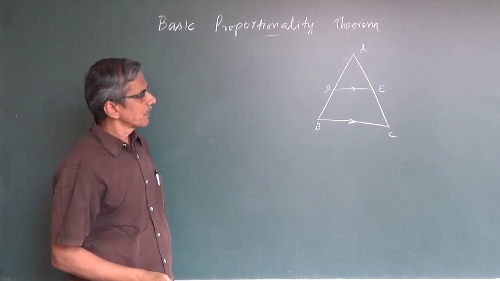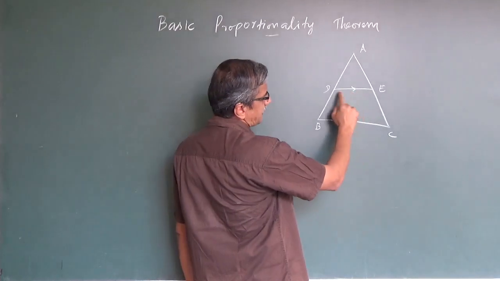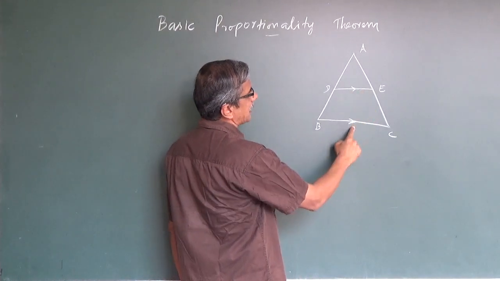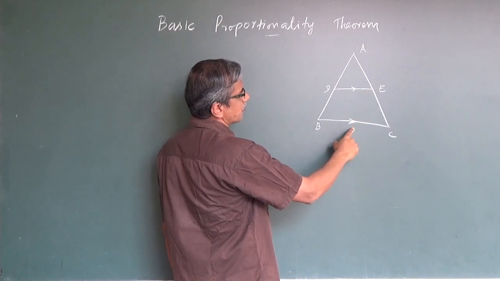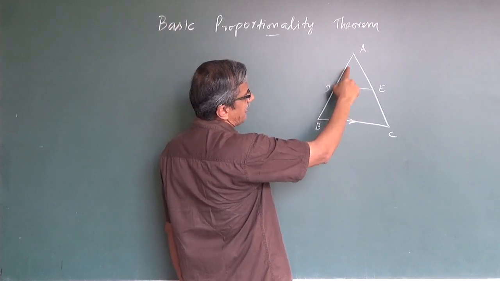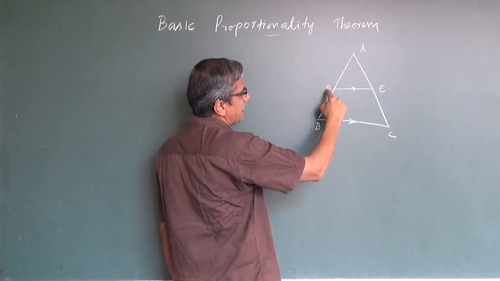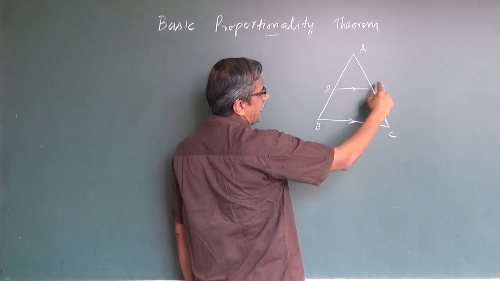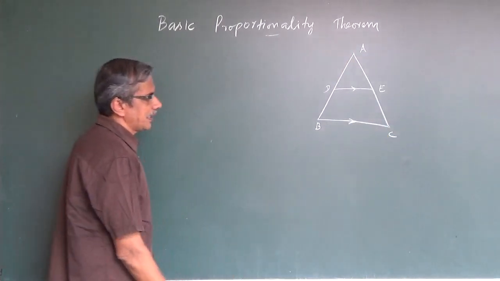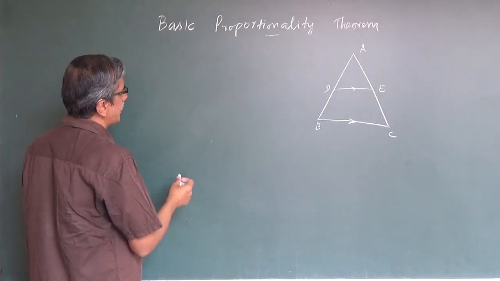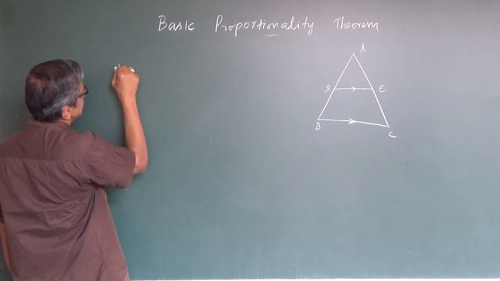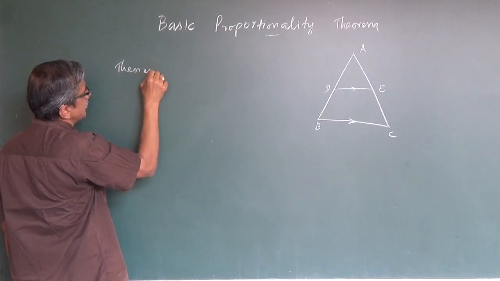That is the theorem. That means if I am drawing this line parallel to the base, then it will divide these two sides proportionally. That means AD by DB will be equal to AE by EC. How is that? The theorem proof we are going to see now. This is the statement of the theorem.